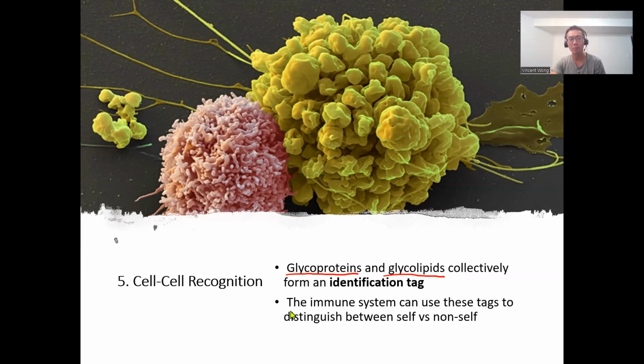It allows your immune system to distinguish what belongs to the body and what does not. Self versus non-self. Here is a white cell that is eating up some kind of foreign cell. That's not supposed to be in the body because it has a different ID tag.